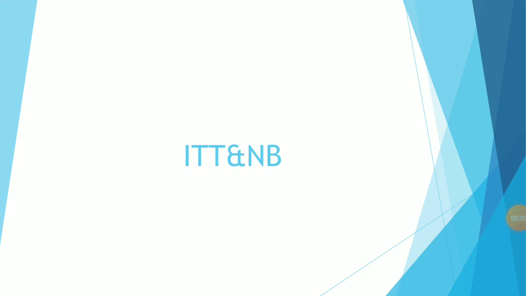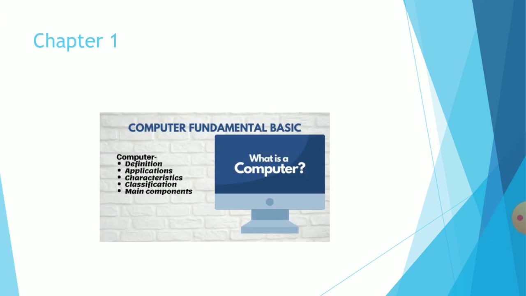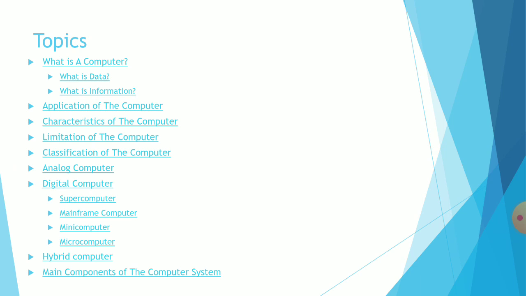So our first chapter in IT and network basics is introduction to computer, or fundamental basics of computers. It consists of the following topics: definition of computer, applications, characteristics, classification, main components. Okay, so these are the topics covered in this chapter.